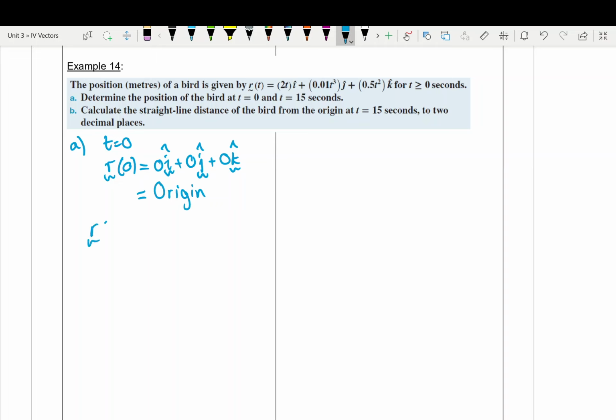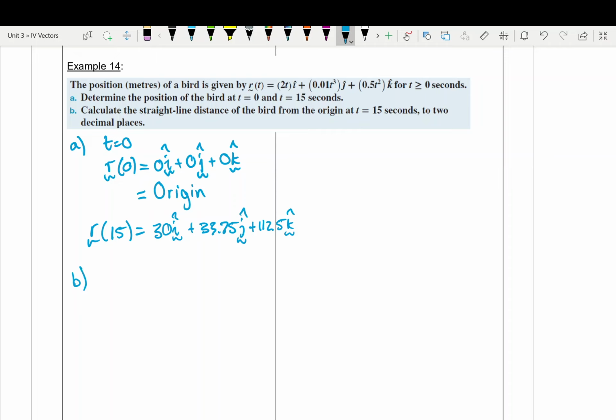Okay, r of 15, if we substitute this into our calculator, we're going to get that the i component is 30, the j component is 33.75, and the k component is 112.5. Okay, so those are the positions.